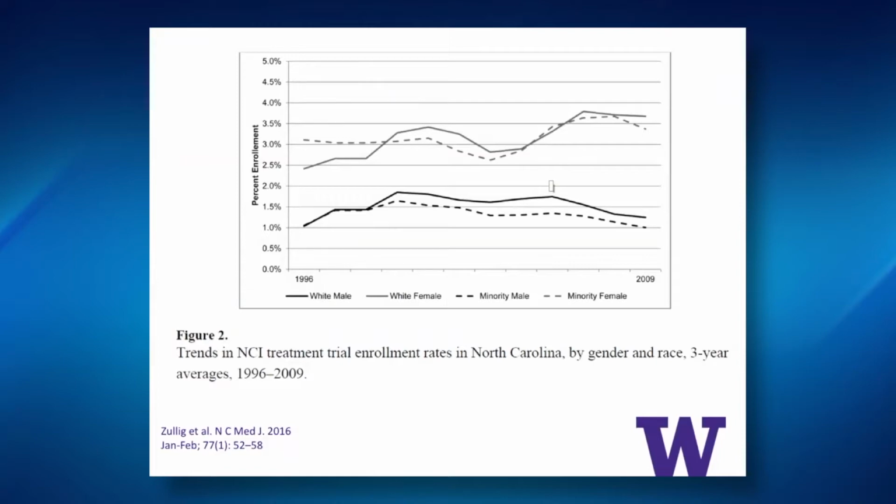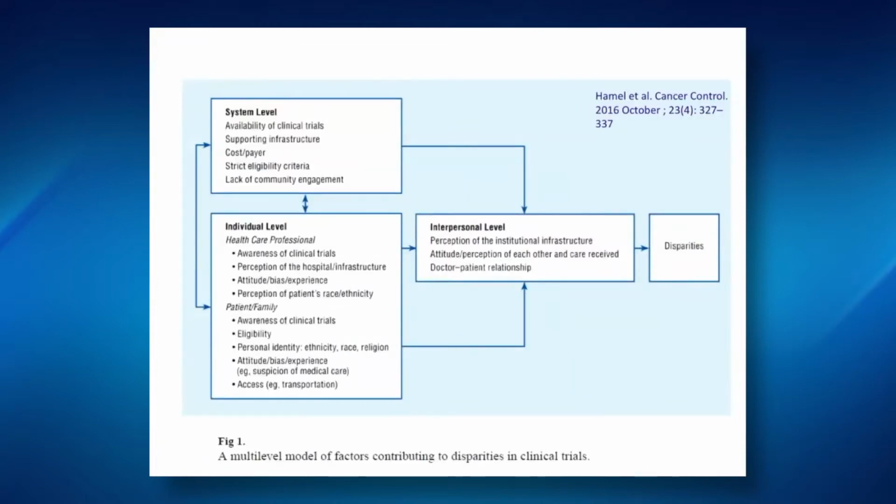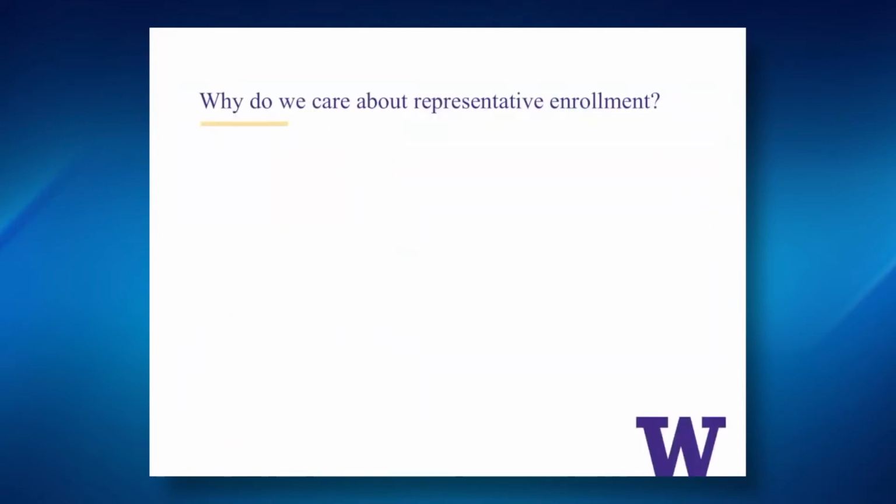So the natural question arises, obviously, is why that's the case. And there is a lot of literature which have looked at system level, individual level, and other factors that create barriers for them to participate in research. From the methods point of view, the question we need to ask is, why do we care? I mean, why do we need to have representative participation in all our research studies?